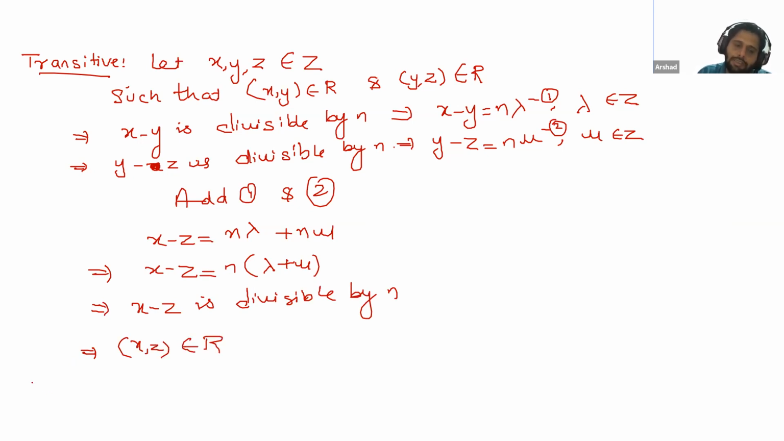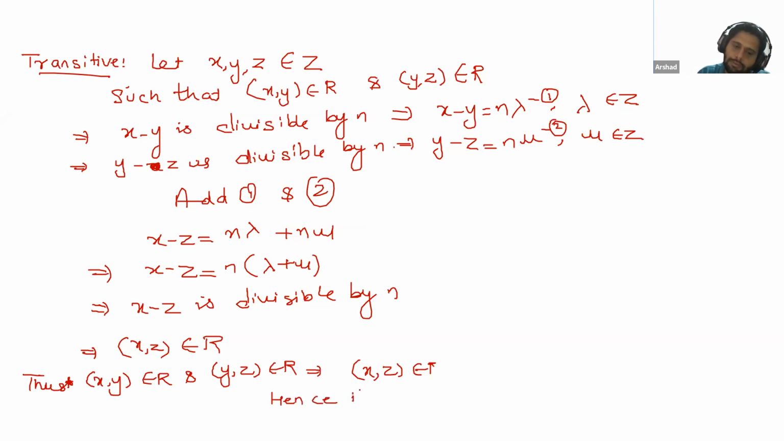We will write the same statement thus: x comma y belongs to the relation R, y comma z belongs to the relation R. This implies x comma z belongs to the relation R. Hence, it is transitive. So please, all of you note down this and then our class is over.